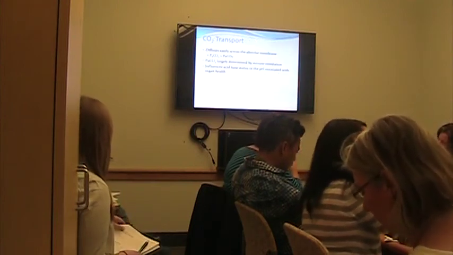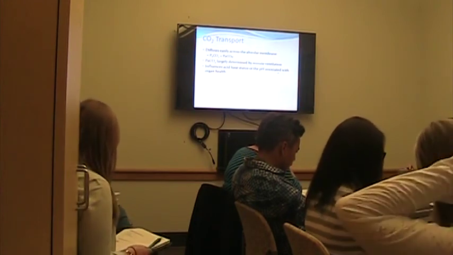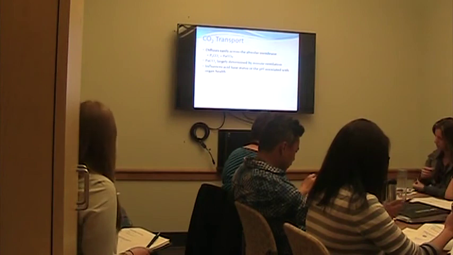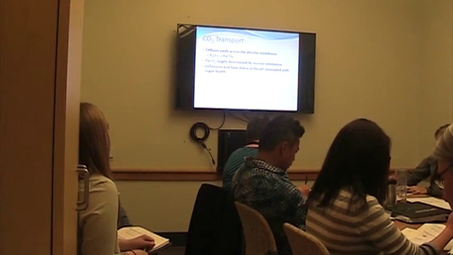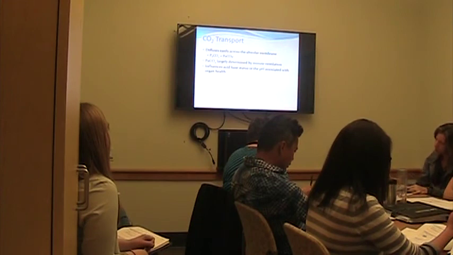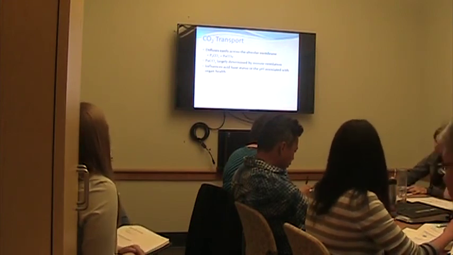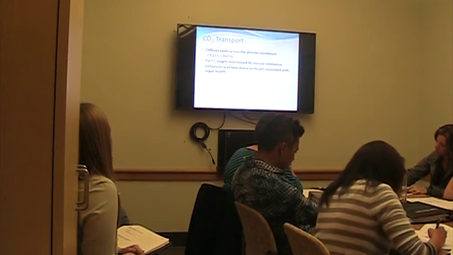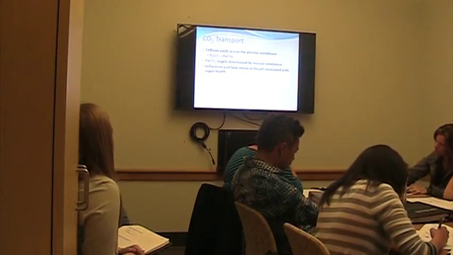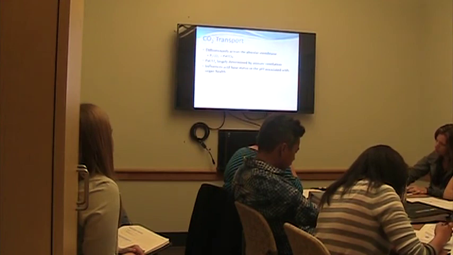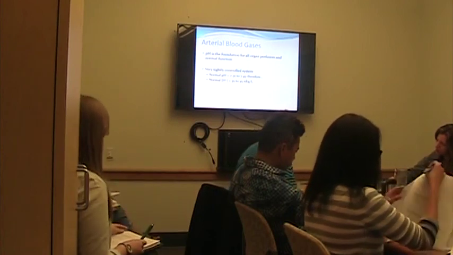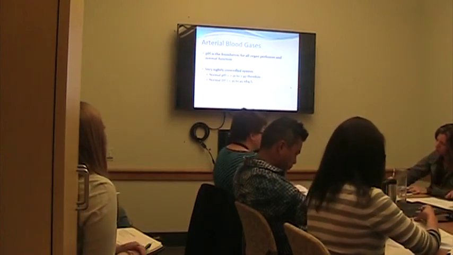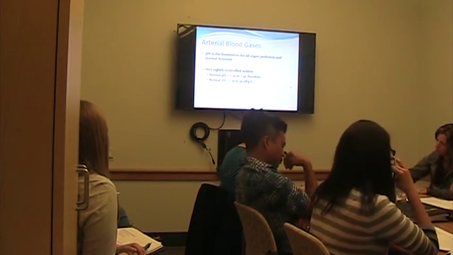Okay, so CO2 transport. CO2 has a higher affinity for hemoglobin, and so it diffuses across the alveolar membrane quicker. Our arterial CO2 is largely determined by our minute ventilation, that's our rate and our tidal volume, and it influences our acid-base status, or the pH associated with our organ health. So, arterial blood gases. Let's talk a little bit about blood gases. Normally we want to have a pH between 7.35 and 7.45.